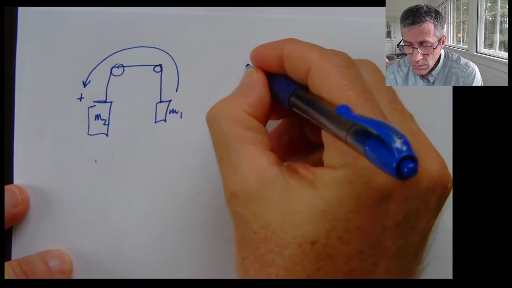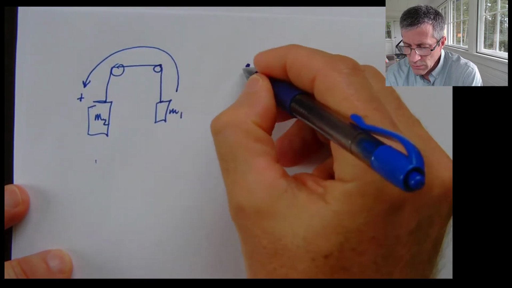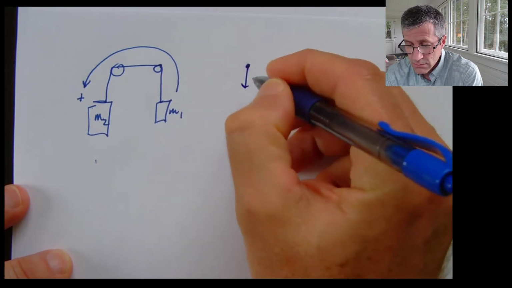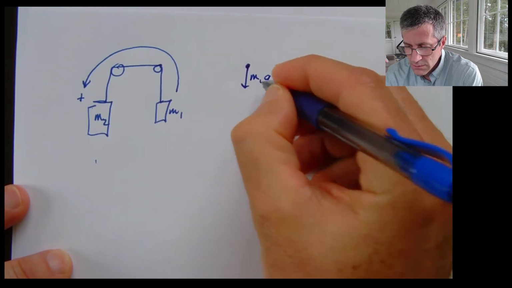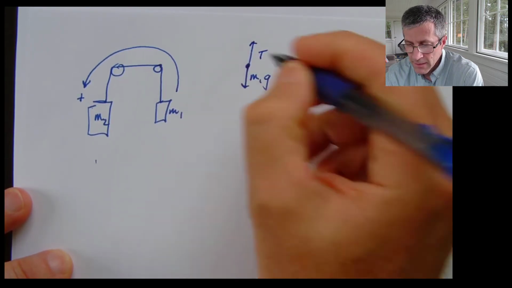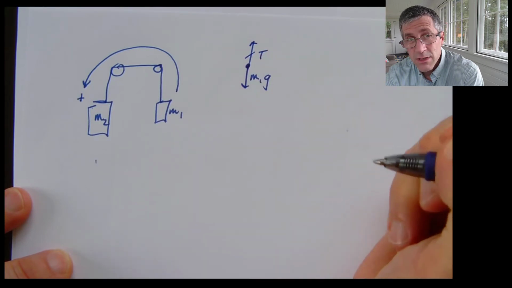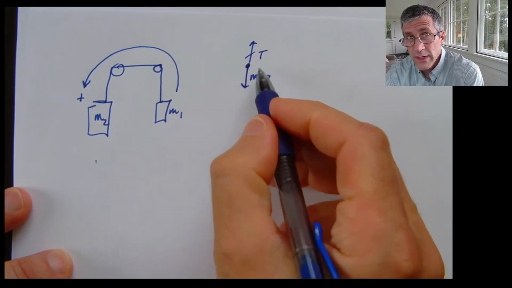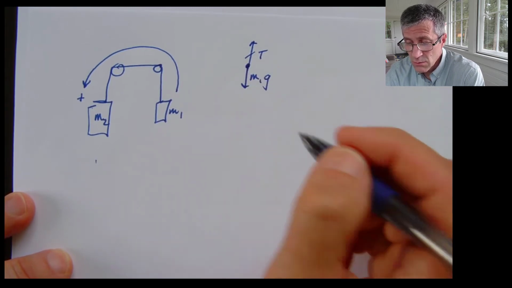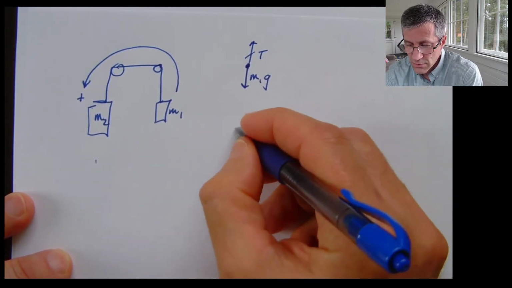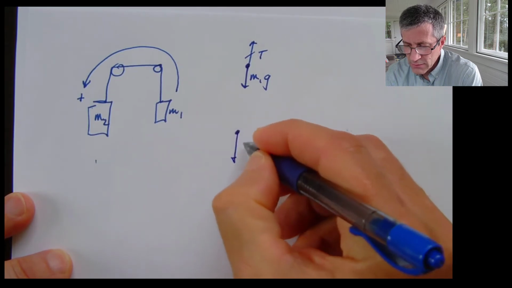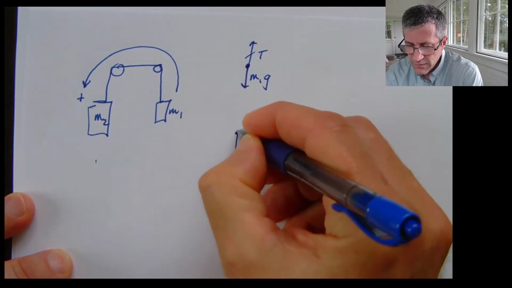So for M1, what am I going to have? I'm going to have gravity going down. I'm going to have tension pulling up. And those are not going to be equal, right? It's accelerating, so it's experiencing a net acceleration. If it's stationary or at constant velocity, they are going to be equal. So for mass 2, what do I experience? Well, I'm going to have gravity going down, and I'm going to have tension going up.